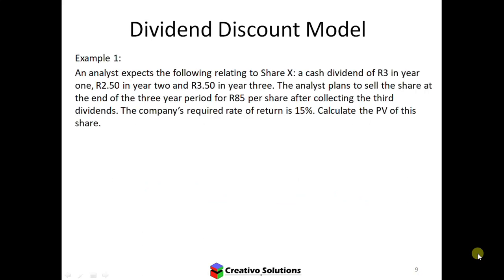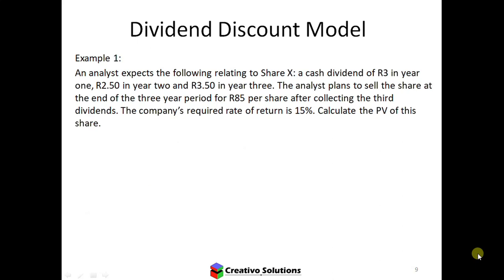So let's have a look at some of these examples. Number one is giving you information here that an analyst expects, following a related share, which is share X, a cash dividend of 3 Rand in year 1, 2 Rand 50 in year 2, 3 Rand 50 in year 3. And then the analyst plans to sell the share at the end of the 3-year period for 85 Rand per share after collecting the third dividend.